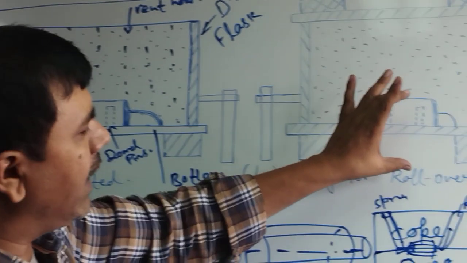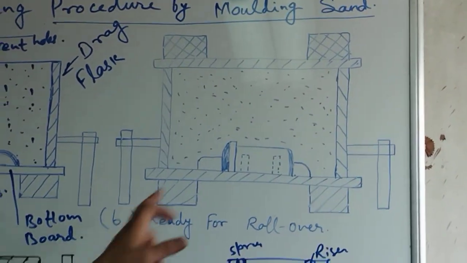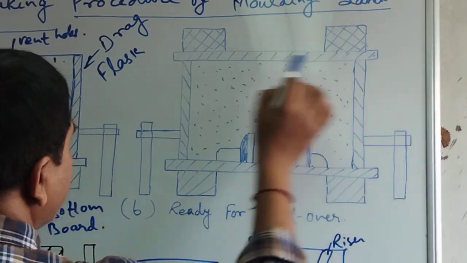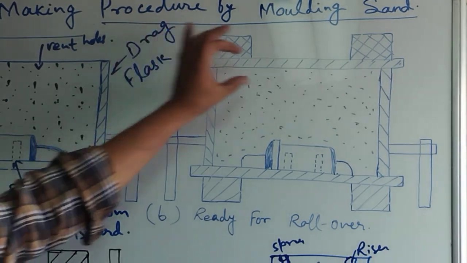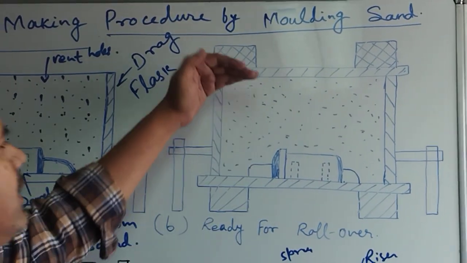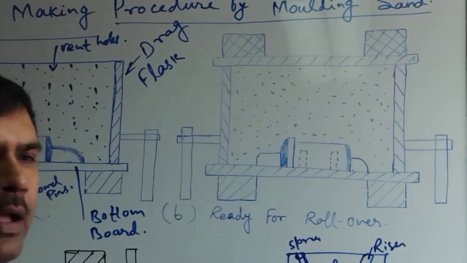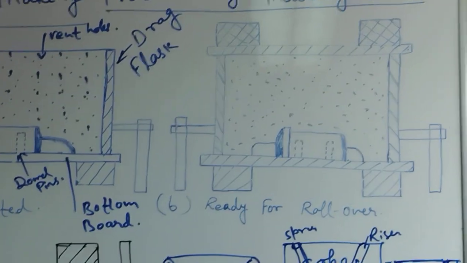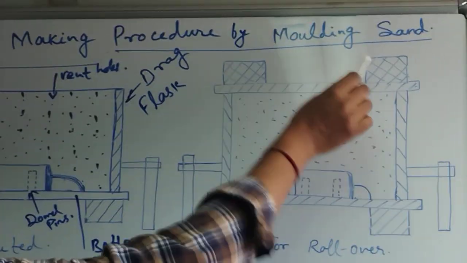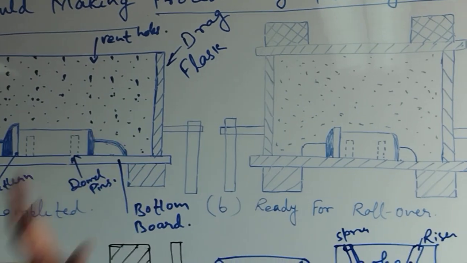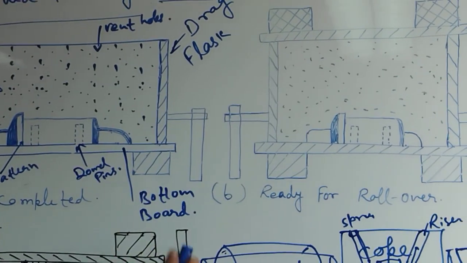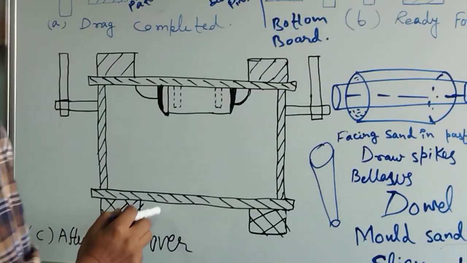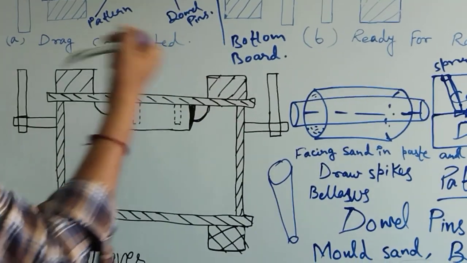This is the second figure. This is ready for rollover, which is denoted by B, and here the bottom board is placed. Here is another bottom board. When it rolls over, this board comes to work as the bottom board, and also we put the straight bar, which is used as a platform. Now we go to the rollover, and the upper portion is coming here and the down portion is upside of this.